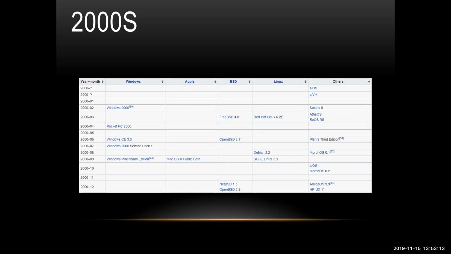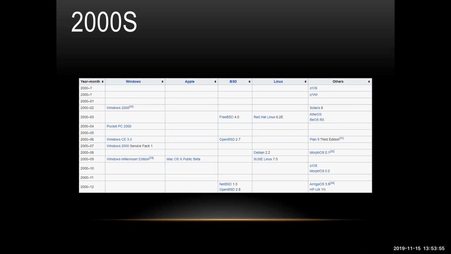Windows 2000 was released to manufacturing on December 15, 1999 and launched to retail on February 17, 2000. It is the successor to Windows NT 4.0. And then we also had Solaris 8. And then in March 2000, we had FreeBSD 4.0, Red Hat Linux 6.2e. We also had AtheOS and BeOS R5.